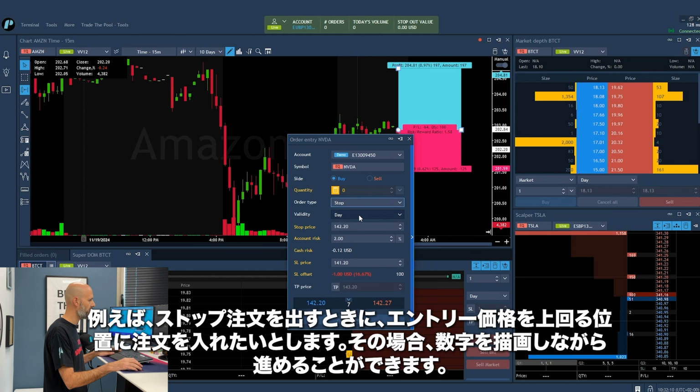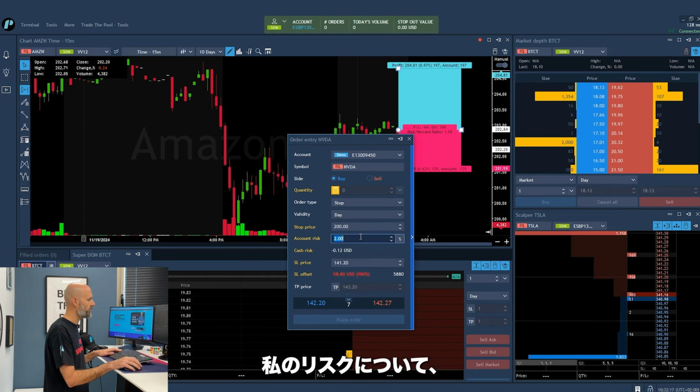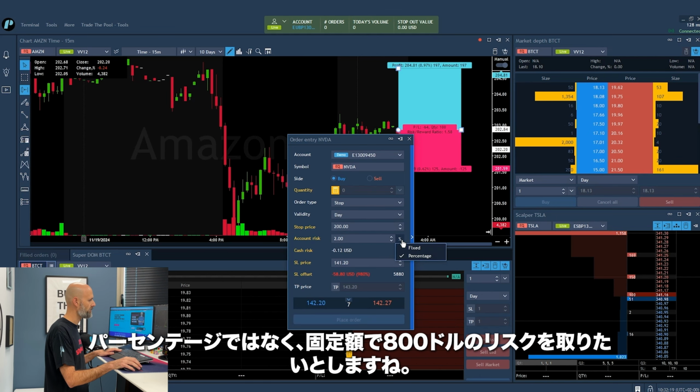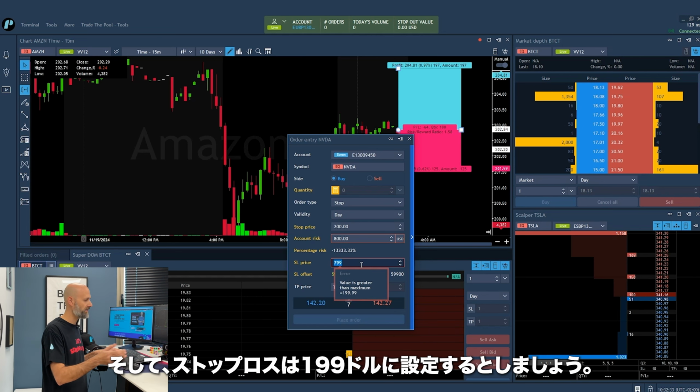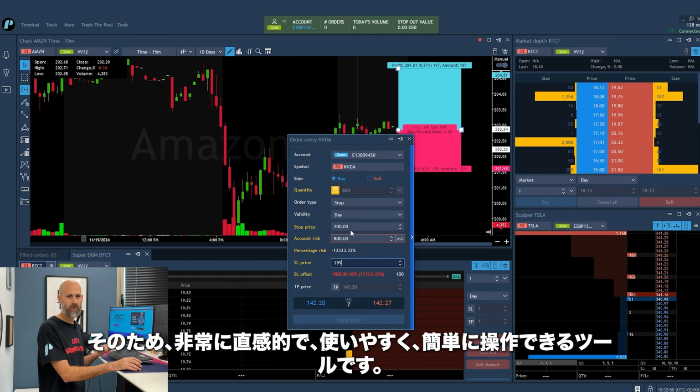So for example, I want to take, let's say, a stop order, and I want to enter above, just throwing numbers. So I want to enter about 200. My risk, let's take it not in percent, but fixed. I want to risk $800. And my stop loss, let's say, is 199. So in that case, as you can see, it automatically gave me the 800 quantity, the 800 shares that I need to buy in order to risk that $800, right? So that's super intuitive, super easy to play with.